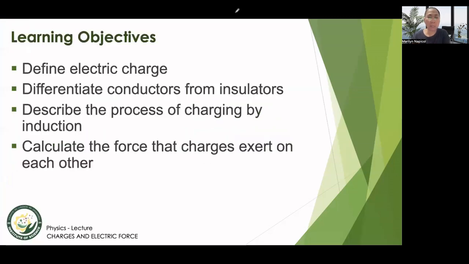For this week's lesson, these are our learning objectives. First is to define an electric charge, differentiate conductors from insulators, describe the process of charging by induction, and calculate the force that charges exert on each other. So dun sa calculation part, medyo simplified lang yung mga bibigay ko na example. Very simple lang yun. I will not be introducing anything that will require you complex calculations. So we'd just like to focus more on the use of the formula, okay?